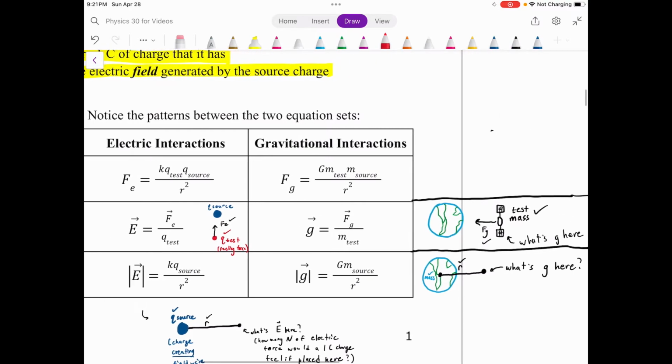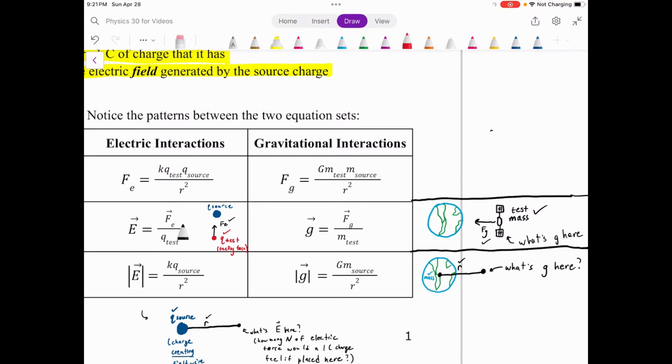So one way we could do it, because remember, all the electric field is telling us is how many newtons of force a charge would feel if we put it there for every coulomb of charge that it has. So one way to do that is to actually put a charge there, figure out what force it feels, and then divide by how many coulombs of charge it had. So if it felt 10 newtons of force and it had 1 coulomb of charge, the electric field there would be 10 newtons per coulomb.